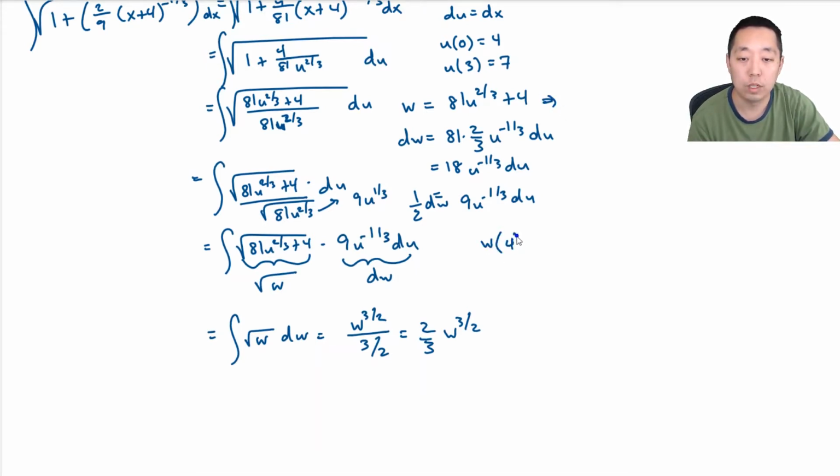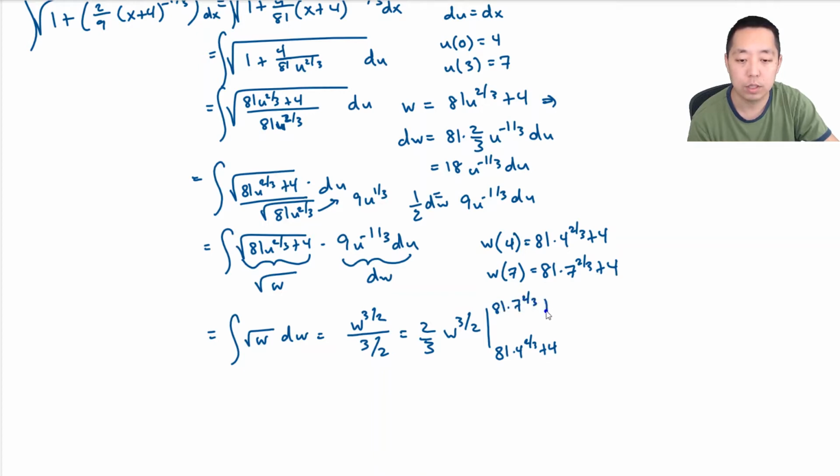So w of 4 is 81 times 4 to the 2/3 plus 4. And w of 7 was 81 times 7 to the 2/3 plus 4. Okay, so then the numbers get pretty ugly here in terms of the actual, yeah, I don't know. I would just sort of plug those in. So we're going to plug in from basically these expressions, 81 times 4 to the 2/3 plus 4 to 81 times 7 to the 2/3 plus 4.